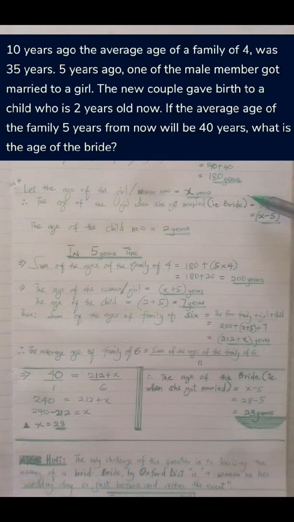So in other words, the age of the girl when she got married. And that one we recorded as X minus 5. So we can say that 28 will be the age of the girl now, but the question says when she got married, and that is using the word bride. So giving us X minus 5, 28 minus 5, and that is 23.